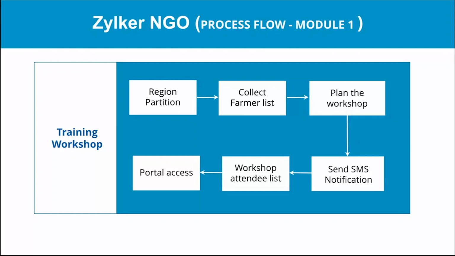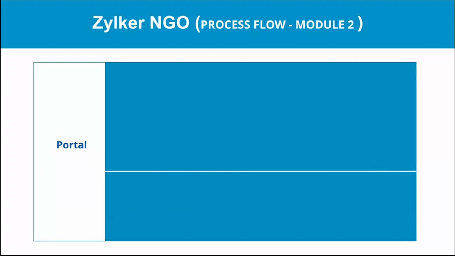So under this training workshop, I'll be partitioning the region into group zones, and then I'll be collecting the farmers list. According to the requirements, I'll plan the workshop. I'll send the notification to the farmers about the workshop, and I'll collect the attendees list of the workshop, and I'll give the portal access.